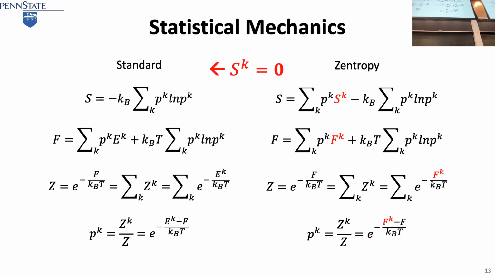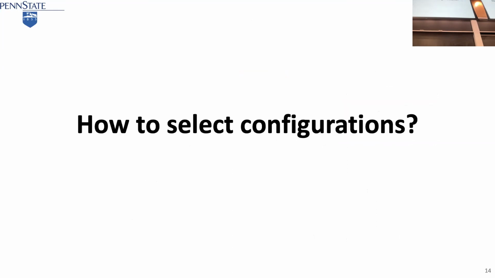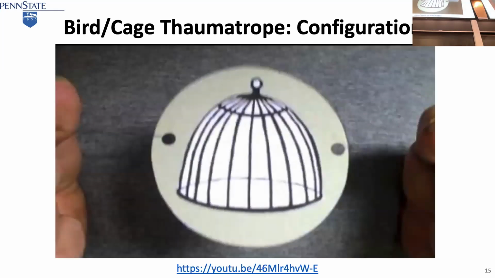But if you forward 27 years to when the DFT was invented, then you find that it does not work anymore. You have to put it in the advanced name. Of course, everything comes to that. Okay, the question: how to select the configuration? That's exactly the challenge. I'm going to show a movie here.